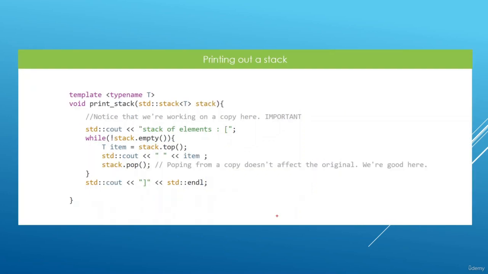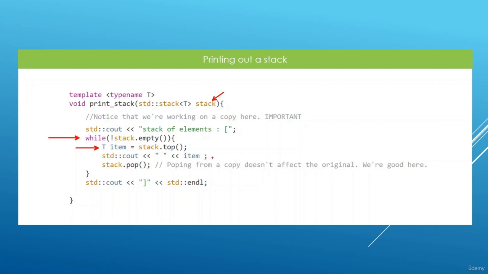Here is a good look at our print stack function, which is going to be printing our stack. One thing I want you to notice is that we are passing our stack by value so that we can loop around removing elements as we print them. So what we're going to do, we're going to be looping around, checking and seeing if our stack is not empty. We're going to be grabbing the top element and storing that in a copy item.